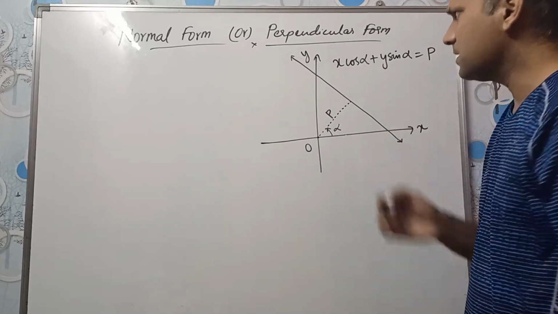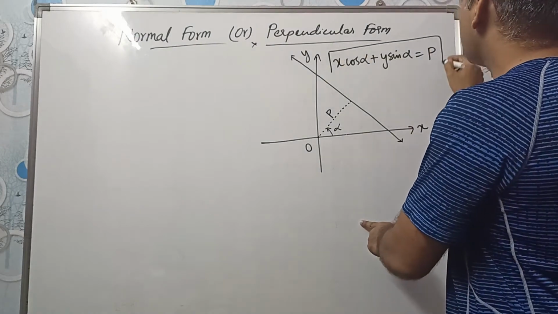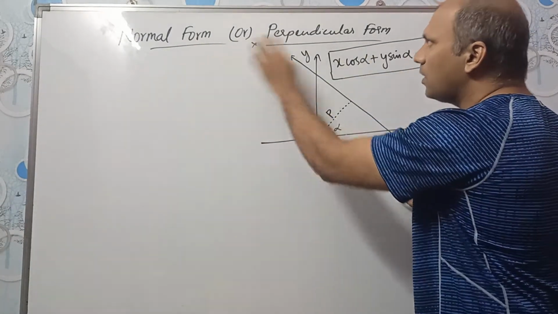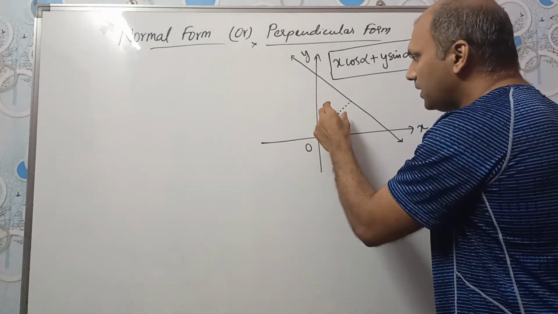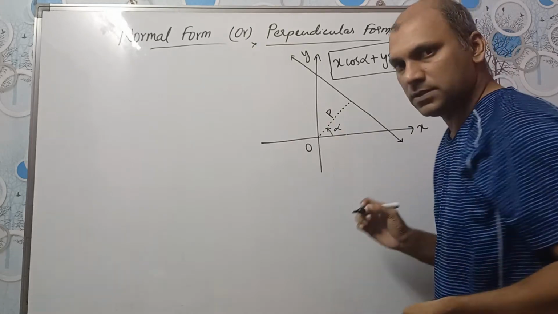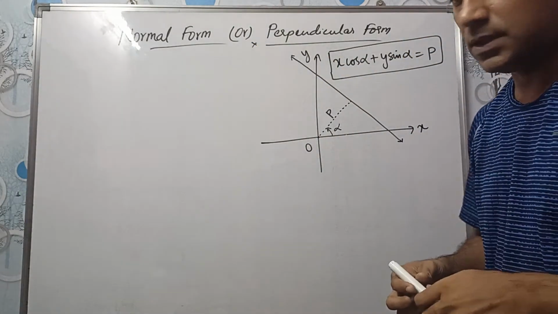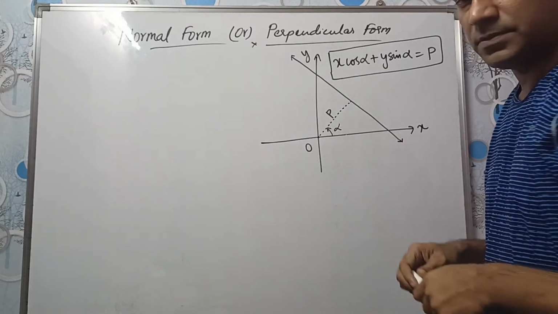Okay, it is just a representation, isn't it? So the equation of a straight line in this form is called normal form or perpendicular form, because this is the perpendicular distance and perpendiculars are sometimes called normals, isn't it? Hence the name normal form or perpendicular form. Now let us derive this equation.